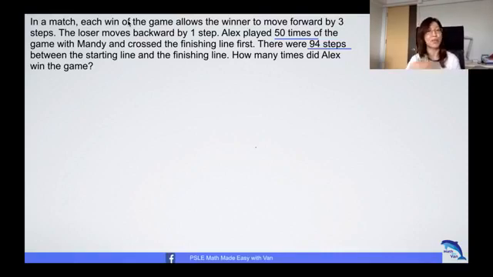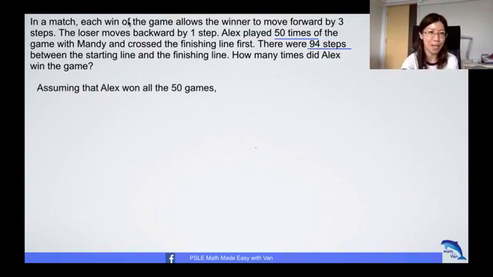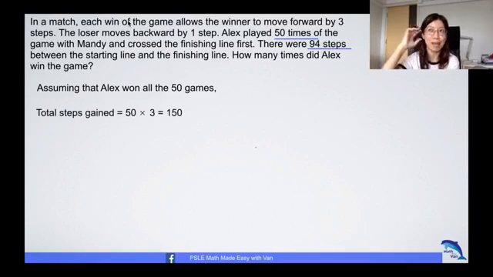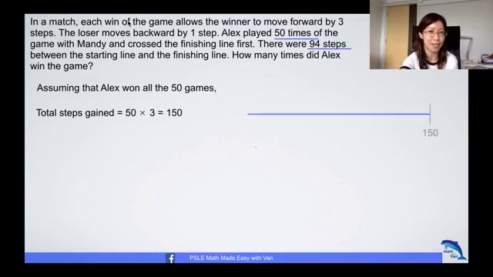Students are always asked to find the opposite of the other. That means we will start off with assuming that he lost all the games. In this case, I wouldn't advise so because of the negative value that we need to operate on. So let's assume that he won all the games, because, New Year, I want to win. Assuming that Alex won all the 50 games, how many steps would he have taken? Again, we just imagine that there were more steps leading to somewhere. So he would have gained a total of 150 steps. This is where he would be if he won all the games.